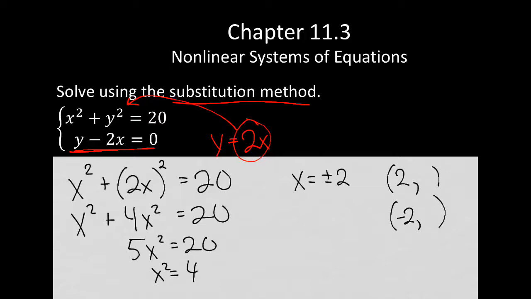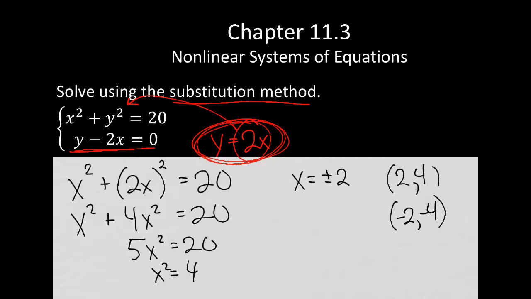Now, I'm going to choose the easiest equation to go back in and figure out what y can be. And so I'm going to go in that second equation. And actually, with substitution, you get to go right back to that y equals equation. So if positive 2 gets plugged in there, then y equals 4. 2 times 2 is 4. And if negative 2 gets plugged in there, y is negative 4. And so those would be our two solutions: 2, 4, and negative 2, negative 4.